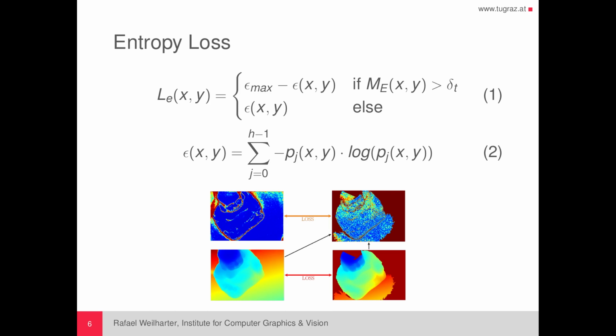In order to enforce a low entropy on a correct depth estimate, we apply an additional loss between entropy and the depth error map, as depicted here. What this means is simply that we reward either a good depth estimate with a low entropy or a bad depth estimate with a high entropy.